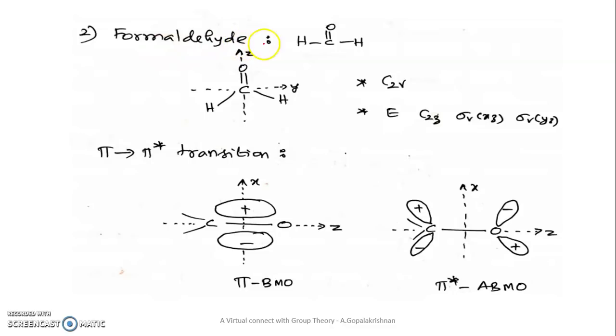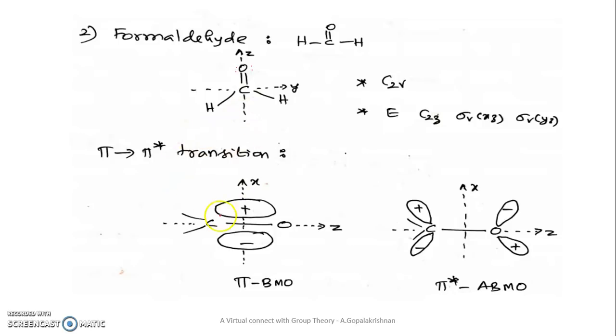Here I have taken formaldehyde. Formaldehyde also belongs to the C2V point group, and these are all the symmetry operations. Now we'll analyze. In formaldehyde we have a pi bond, so we have a pi to pi star transition possible here, and the oxygen atom has two lone pairs, so n to pi star is also possible. Now I am going to analyze whether the pi to pi star and n to pi star transitions in formaldehyde are allowed or not symmetrically. How to do that?